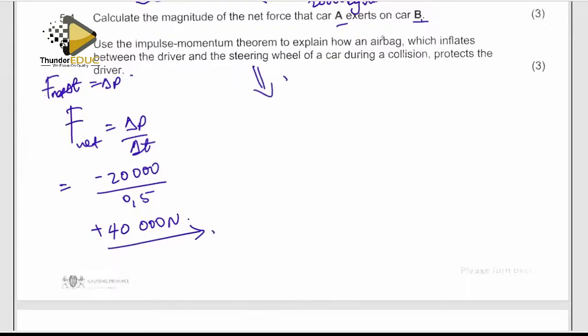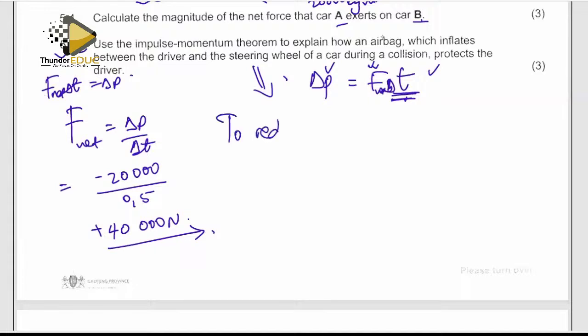Then 5.5, use the impulse momentum theorem to explain how the airbag. Okay, now we know that the change in momentum must give us F net delta T. Okay, this is the impulse, and then that is the change in momentum and all of that. So one thing that happens with the airbags of cars is that the aim is to basically increase the time of contact between the airbag and the driver so that the force will definitely decrease.